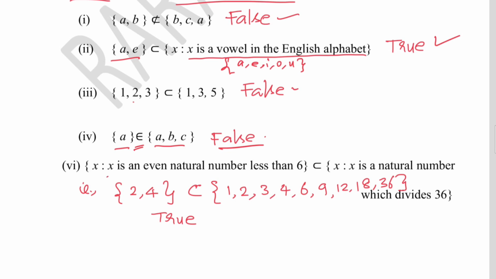And X is an even natural number less than 6 is a subset of X is a natural number which is a divisor of 36. So when you write in roster form, even natural numbers less than 6 are 2, 4. But the natural numbers which divide 36 are 1, 2, 3, 4, 6, 9, 12, 18 and 36. Obviously 2 and 4 are the elements in the first set and they're also elements of the second set. Hence the set is a subset of the second set, so it's true.